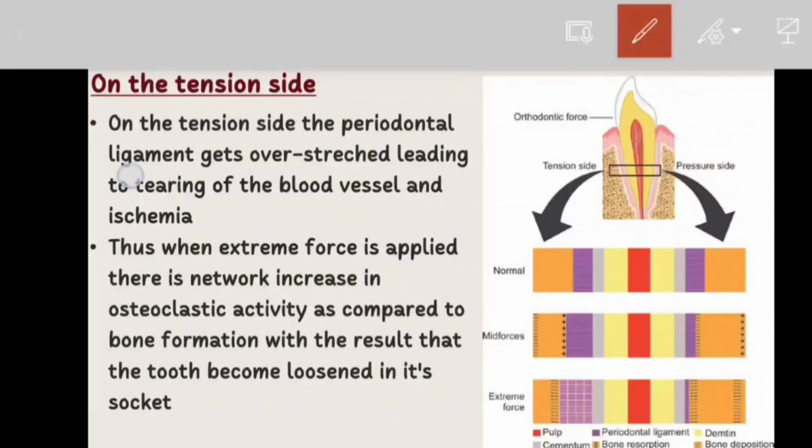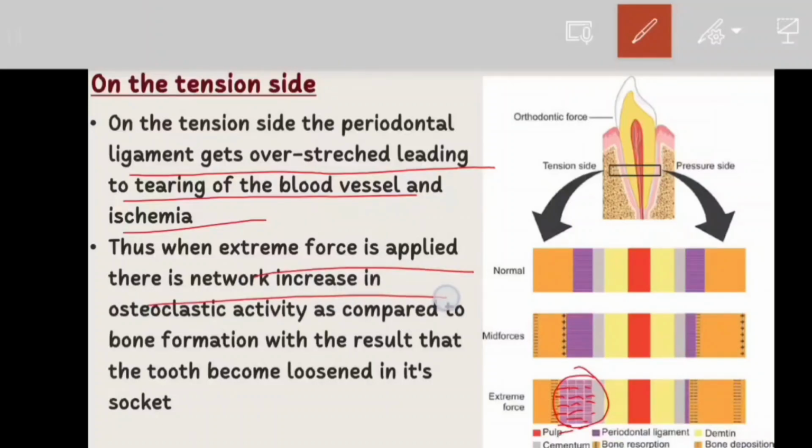So here on the tension side, the periodontal ligament gets overstretched, which leads to tearing of the blood vessels and ischemia. Here the periodontal ligament gets overstretched, and this causes tearing of the blood vessels. As a result, ischemia occurs, osteoclastic activity increases and bone formation decreases. So you see in this diagram how, on stretching of the periodontal ligament, there will be tearing. Okay. So thus, when extreme force is applied, there is a net increase in osteoclast activity as compared to bone formation.